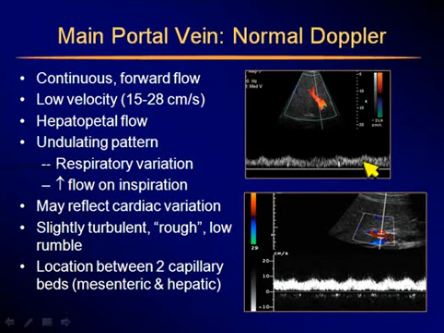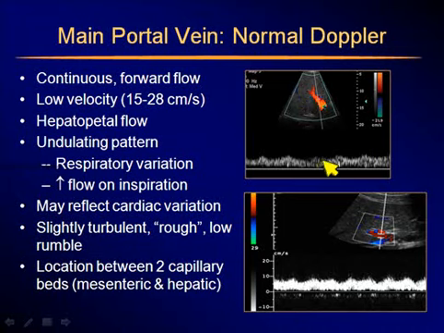So it's constant forward flow with a low velocity. If you did velocities, usually they're 15 to 28 or 30 centimeters per second. The flow is into the liver, shown here on this color Doppler. Red means flow towards, so we have flow towards the liver.